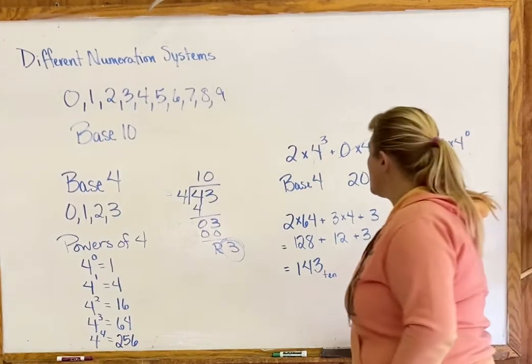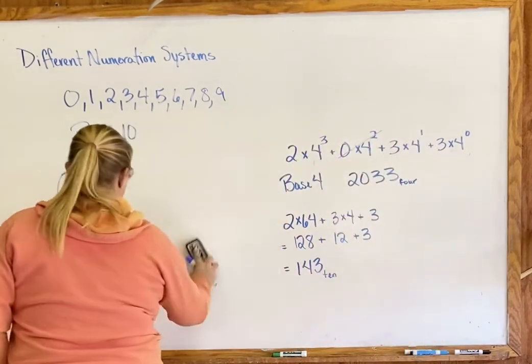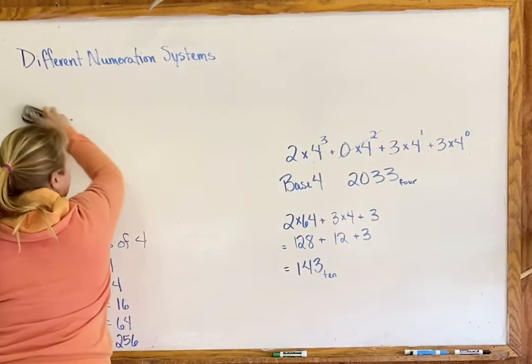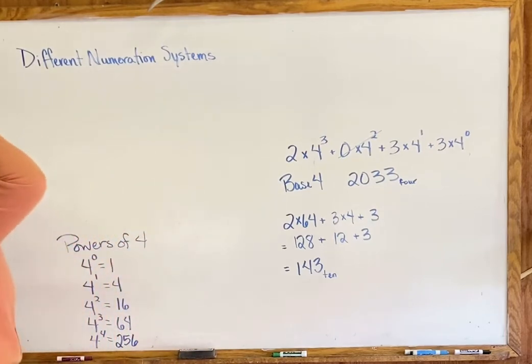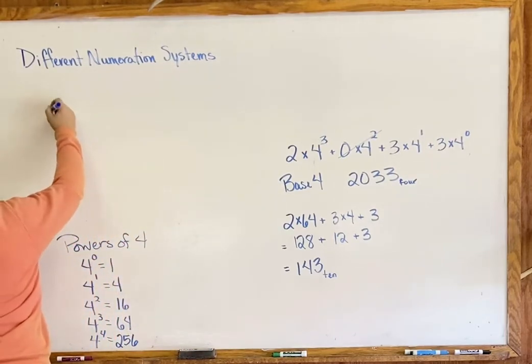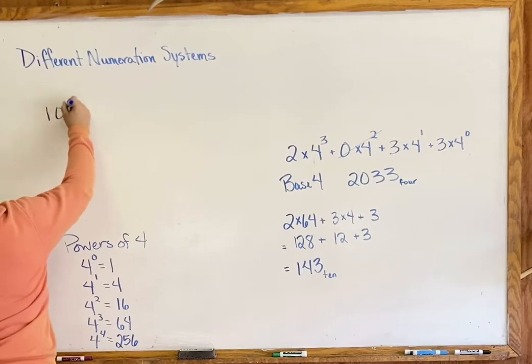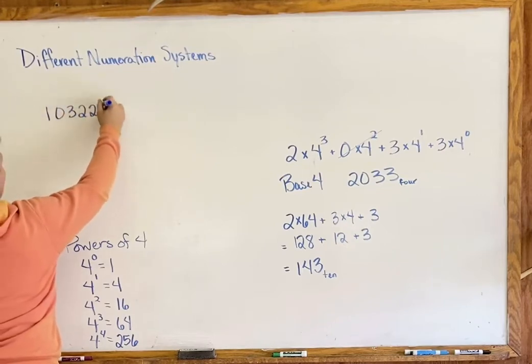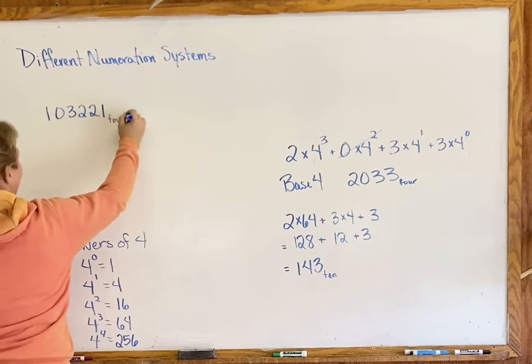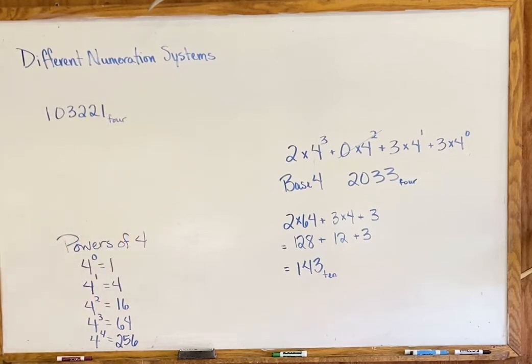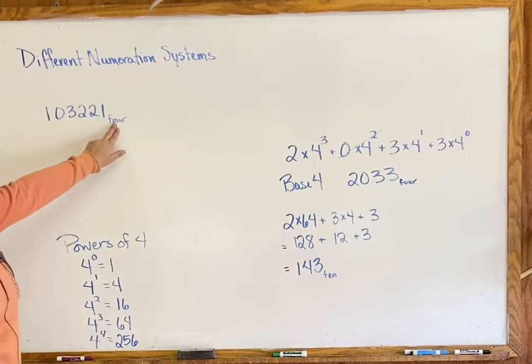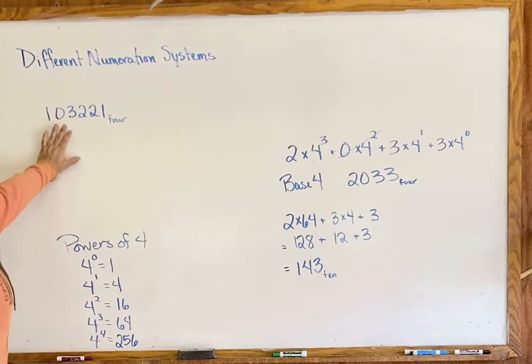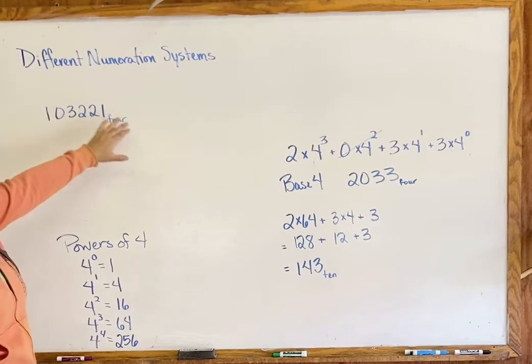Okay, so since we're still dealing with base 4, let's stick with base 4 for a little bit longer. Let's say that I gave you the number 103221, and I put a little 4 underneath it like that. All right, so that's telling you it's in base 4. Again, that number is not 103,221. This is 103221 in base 4.